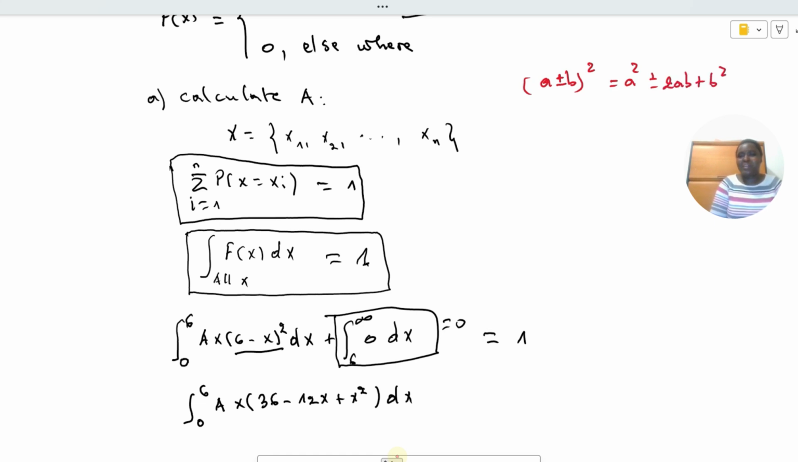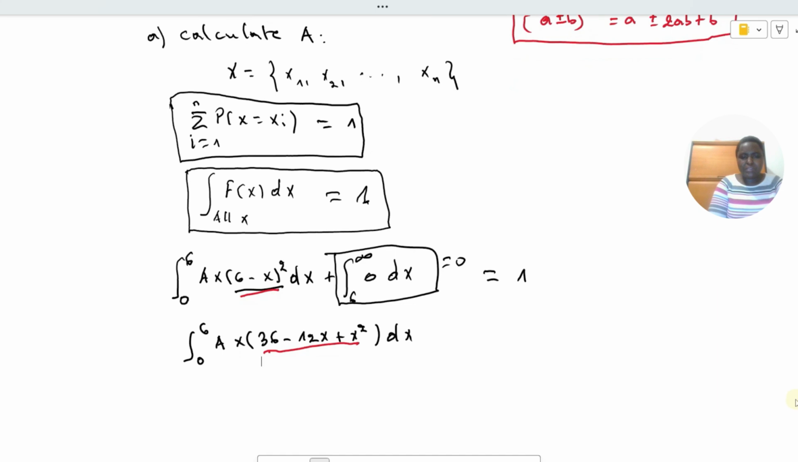This relationship, we have plus here when we have a plus sign, and when we have a negative, then we have negative 2ab. This is the identity that everybody should know, and we have used it to expand this 6 minus x squared into this one. All right, okay, so let's go.